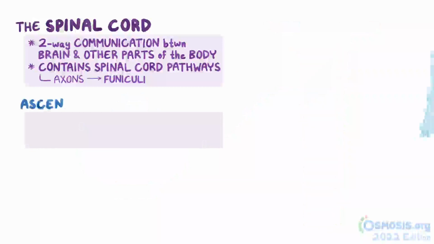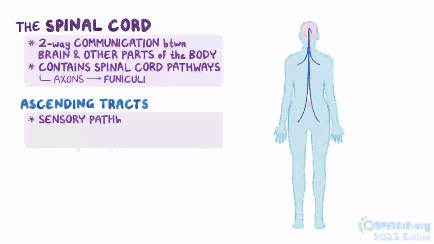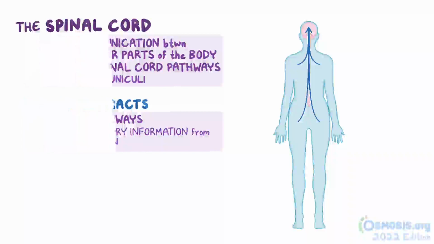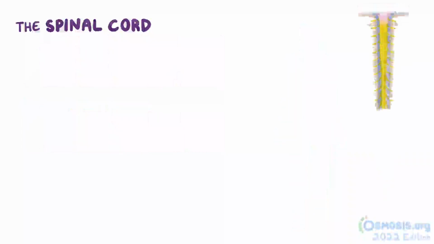Here, we'll focus on the ascending tracts, which are sensory pathways carrying sensory information from the body, like pain, up the spinal cord to the brain. Now, let's start by looking at the anatomy of the spinal cord.